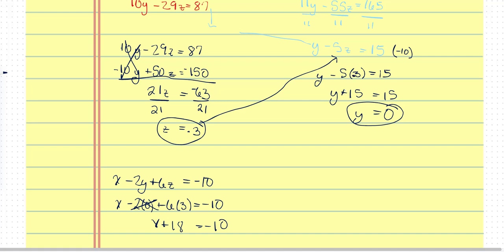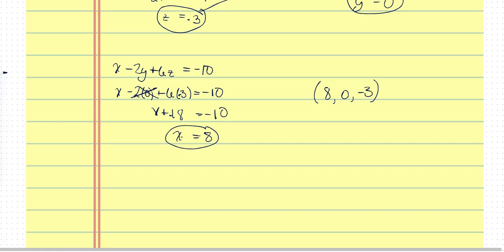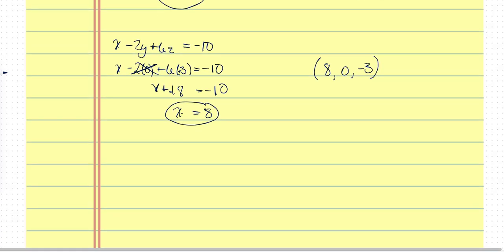And so those that were having troubles trying to figure out where everything went, I'm sorry. Because that goes to positive 15, which would cancel out and give you a 0. This gives us a negative 18. And so x is equal to 8. And so my ordered triplet is 8, 0, negative 3. And so that's the last one from that set. That question will show up only as a bonus question.